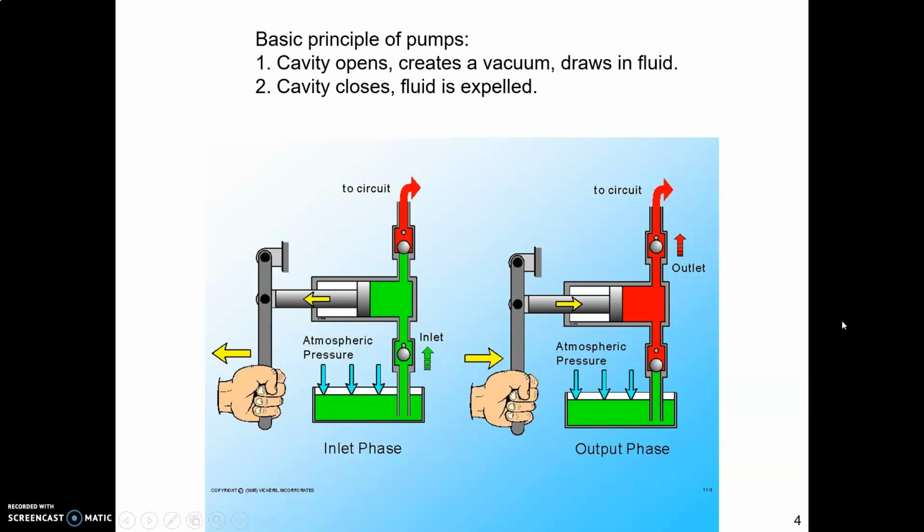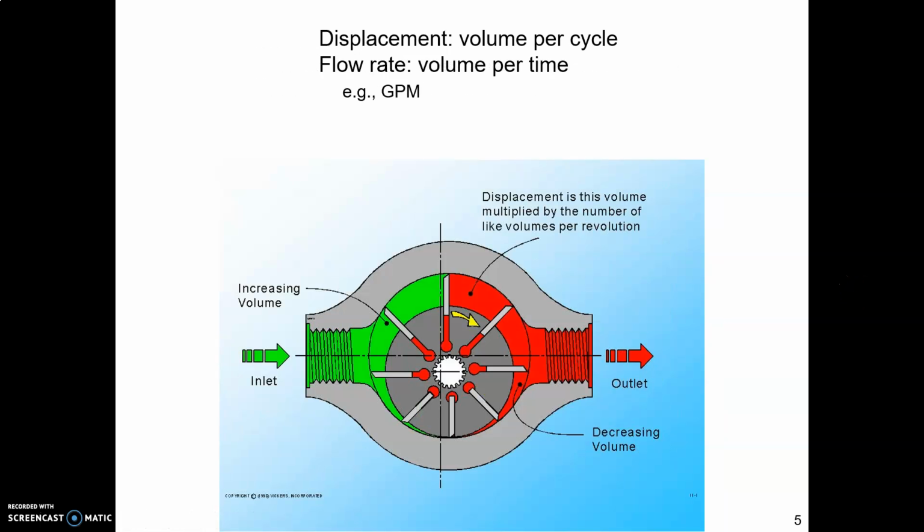Basic idea is you do something to open a cavity in the pump, which creates a vacuum, and the difference in pressure draws fluid up into the pump, and then on the next cycle you push the fluid back out, and then you go back and do it again.